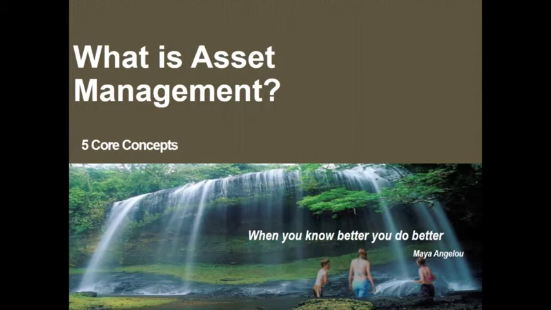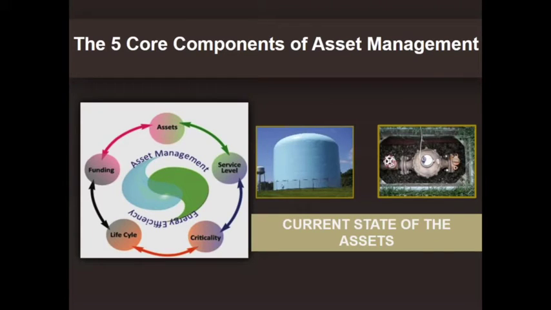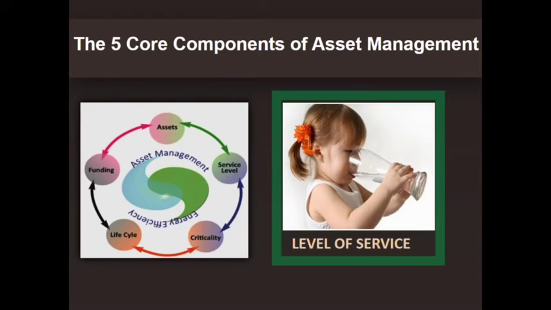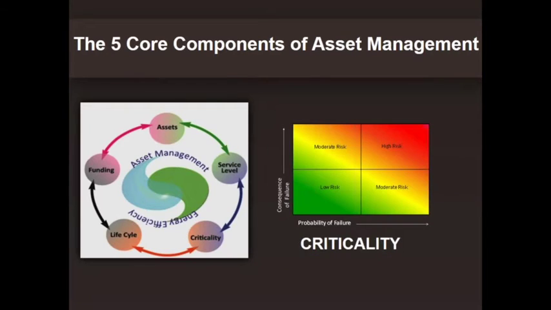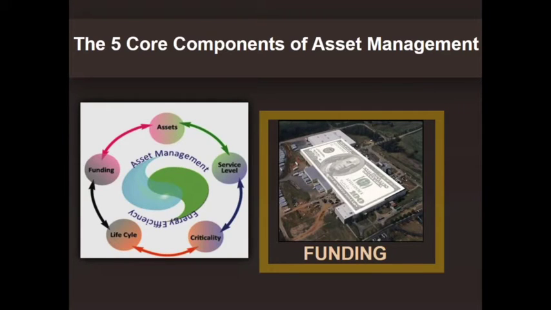So what exactly is asset management? There are 5 core components of asset management, and the first is the current state of the assets, basically what is it that you own. The second is the level of service, so what do you want your assets to do. The third one is criticality, so which assets are the most important to sustained performance of your assets. The fourth one is life cycle costing, and this is where we get into operation and maintenance, repair, replacement, rehabilitation. And the fifth one, the one that kind of catches a lot of us, is funding. How are we going to fund our programs? Where's the money going to come from?